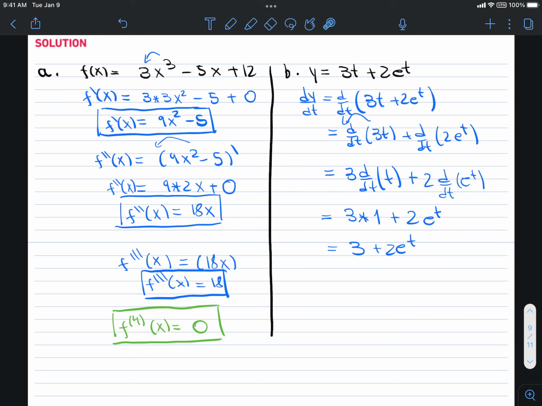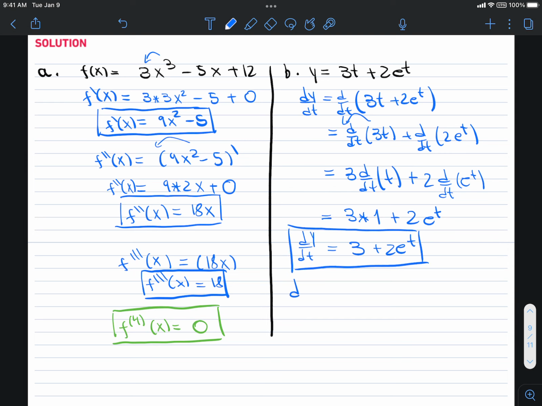So note, this was a degree 1 polynomial. It became a degree 0 polynomial, right? Just a constant. But this was an exponential. It stayed an exponential. Nothing happened to it. So this is the first derivative of y.